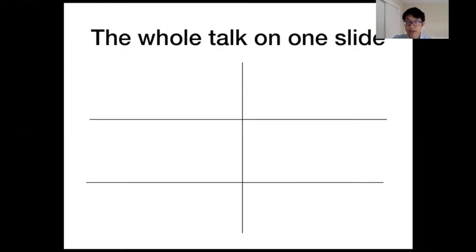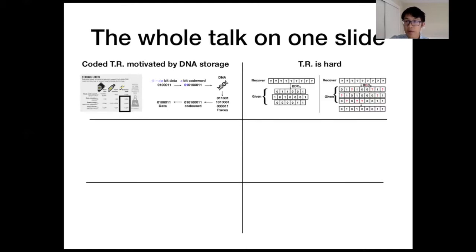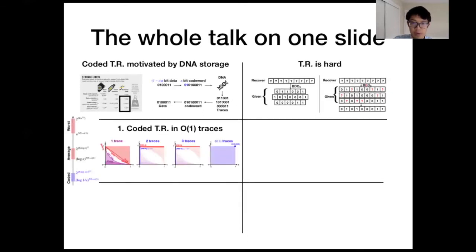I'll start with an outline of the talk. You'll see the slide again at the end. We'll start by motivating our problem of coded trace reconstruction by DNA storage. Then I'll formally introduce the trace reconstruction problem and tell you a little bit about what's known. It's a difficult problem. Then I'll tell you about our results.